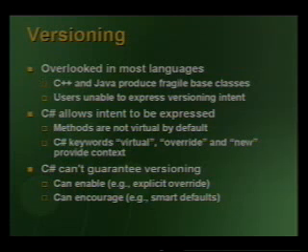Both C++ and Java suffer from the fragile base class problem, the fact that through versioning of components you can break code. It really boils down to the notion that users are unable in these languages to express the versioning intent. I think the best way to demonstrate it is to show you a little example here.